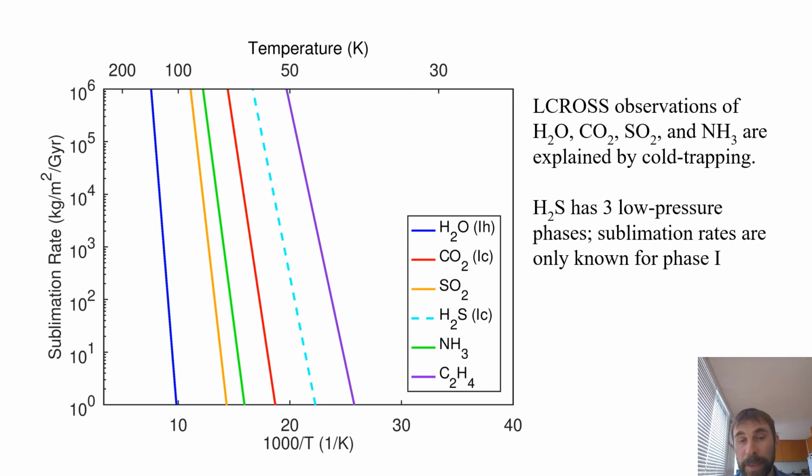Now, hydrogen sulfide actually has several phases at low temperature, and the only one we know the sublimation rates for is phase 1. But at the temperatures which prevail today, it will actually form in phase 3. So it's inconclusive whether hydrogen sulfide phase 3 is actually more or less volatile than CO2. And the only species I cannot explain for cold trapping is ethylene. But H2O, SO2, NH3, and CO2, which are species detected by LCROSS, are explained by cold trapping.